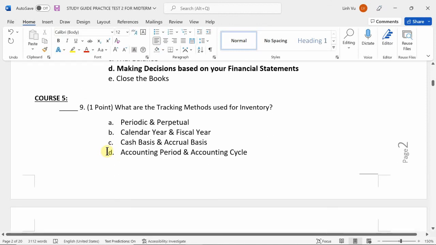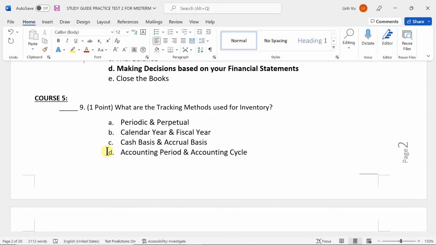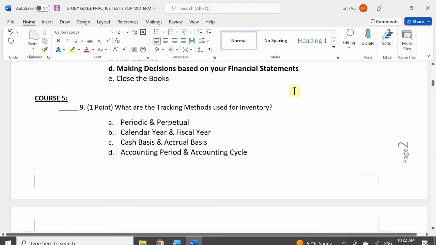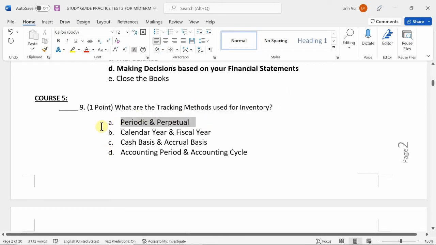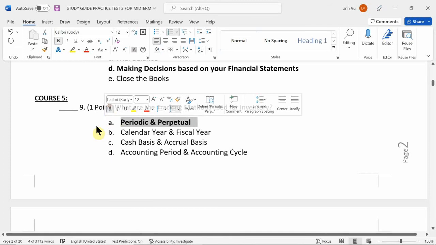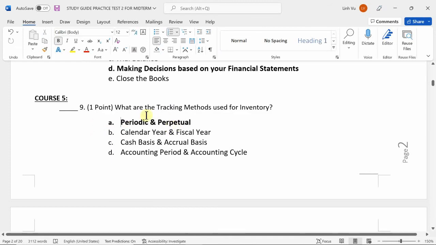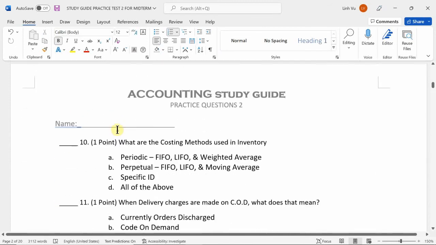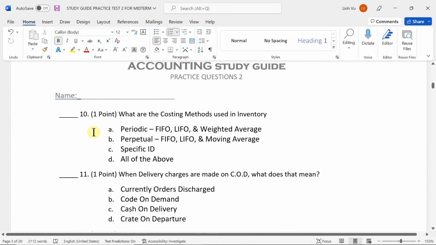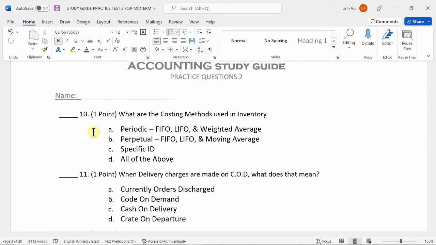Chapter 5, right? So we're moving into periodic inventory. Okay. What are the tracking methods used for inventory? So again, periodic and perpetual would be your answer here. Right? Periodic meaning every once in a while, perpetual meaning constantly.